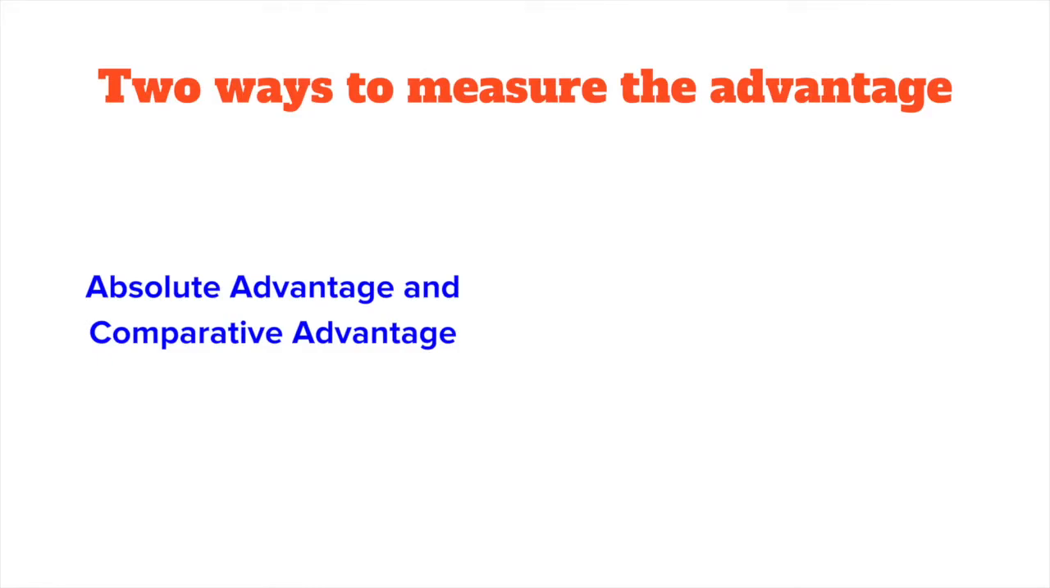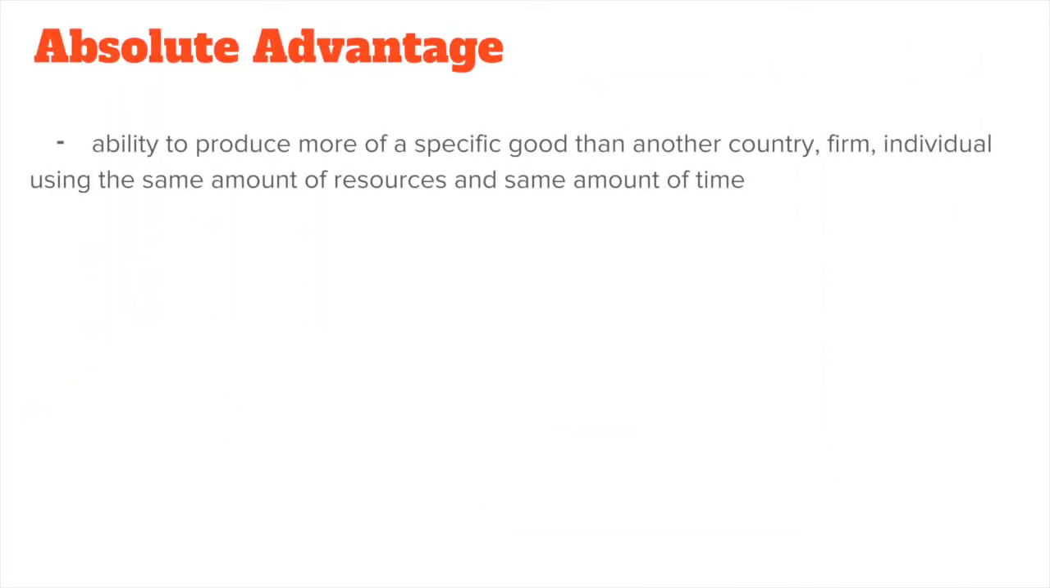There are two ways to measure the advantage. 1. It is by absolute advantage and comparative advantage. 2. It is by floating exchange rate. Absolute advantage is the ability to produce more of a specific good than another country, firm, or individual using the same amount of resources in the same amount of time.